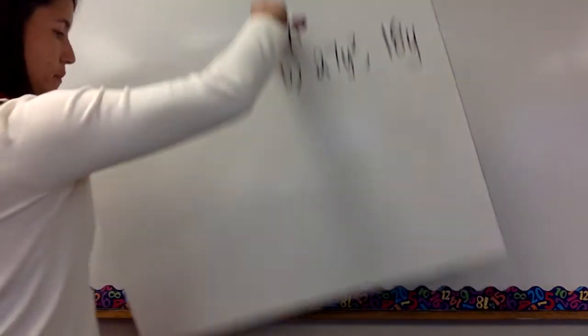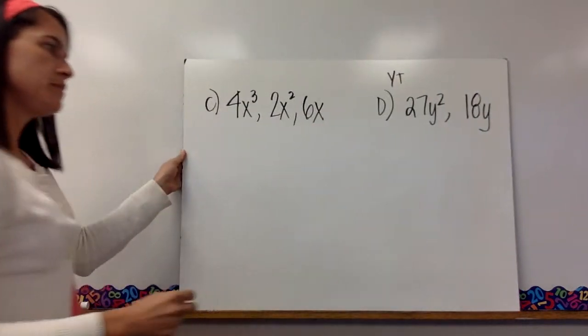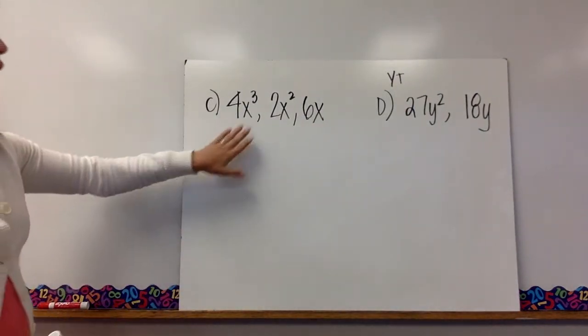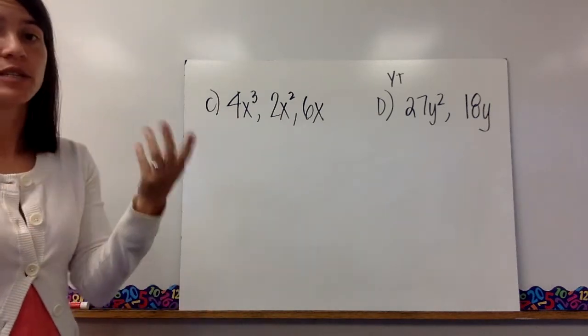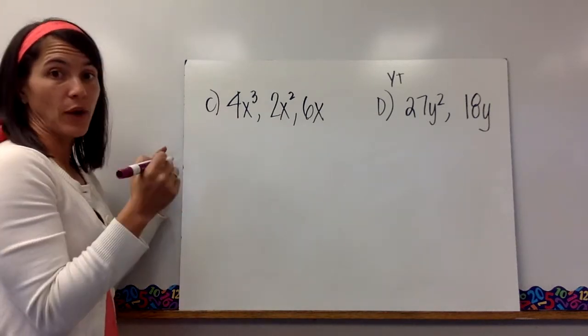So two more examples. Example C, I have three terms, so we need to find the greatest common factor of three terms. You're going to do the same thing. We're going to write the prime factorization.